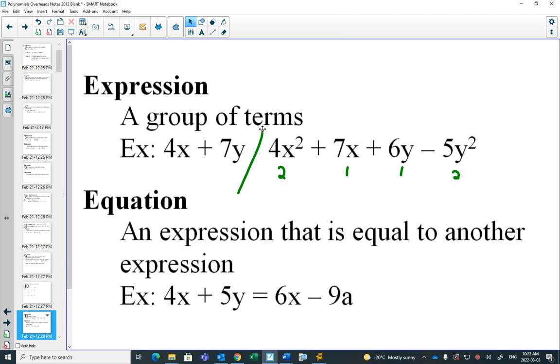Then if you have an equal sign with 2 expressions on either side, that is an equation. And when you have an equation, that gives you the opportunity to see if you can find numbers that could possibly go in these variables that would work.